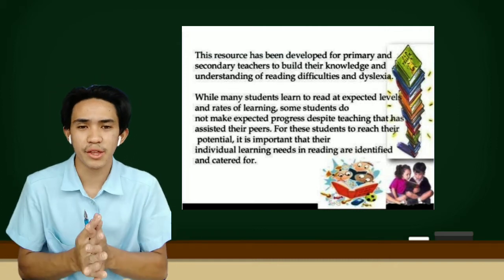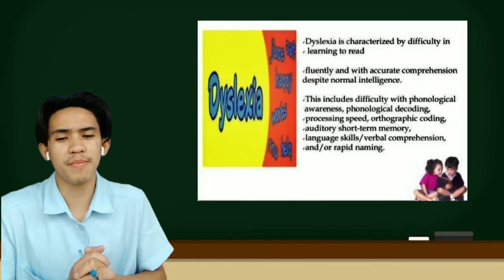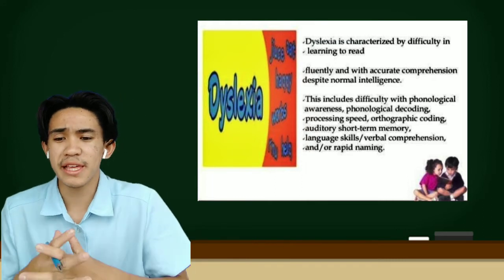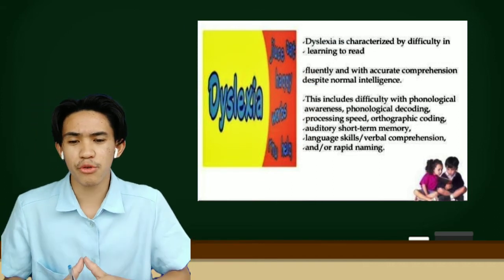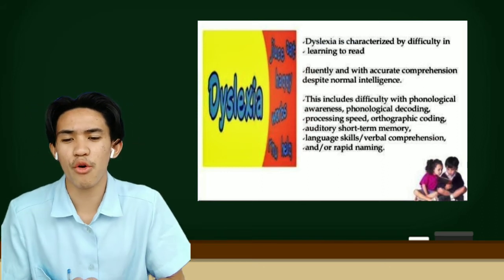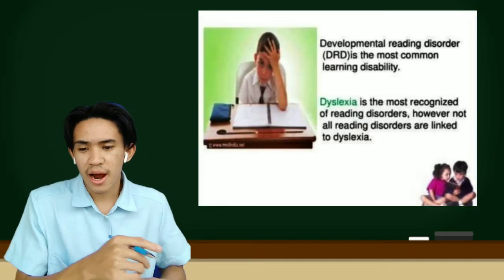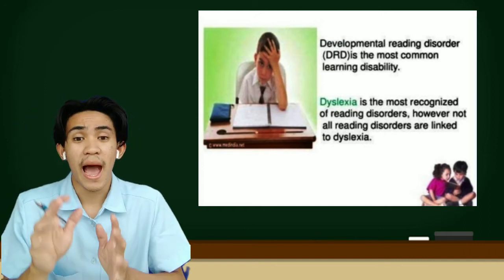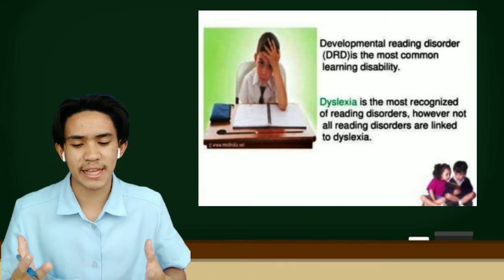And of course, the awareness of the appearance of dyslexia. Now, what is dyslexia? Dyslexia is characterized by difficulty in learning to read and difficulties with comprehension. This includes difficulty with phonological awareness, phonological decoding, processing speed, orthographic coding, auditory short-term memory, language skills, verbal comprehension, and/or rapid naming. Developmental reading disorder, or DRD, is the most common reading disability. Dyslexia is the most recognized reading disorder. However, not all reading disorders are linked to dyslexia.